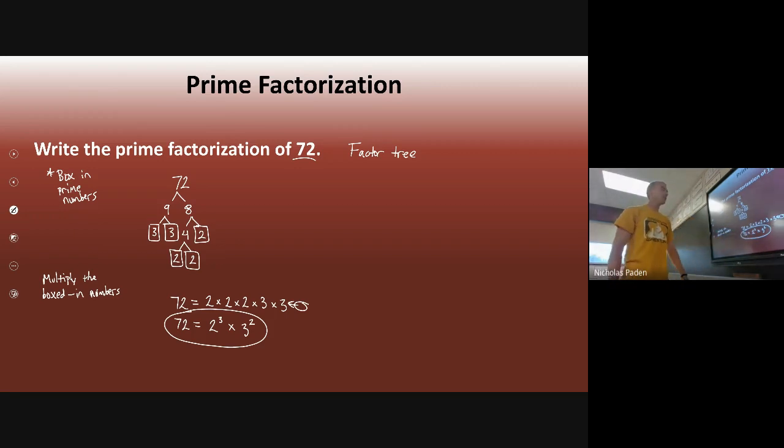And just to check to make sure, 2 to the third power, 2 times 2 times 2, is 8. And 3 to the second power, 3 times 3, is 9. 8 times 9 gets us 72. Okay?